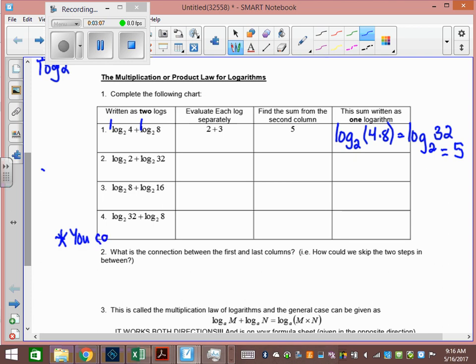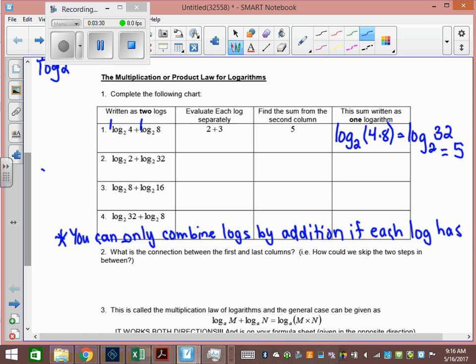You can only combine logs by addition if each log has a coefficient of +1 and the bases are the same. That'll come. You can have a -1, but it won't be addition, it would be subtraction, right? Because a -1's like a subtraction sign in front. By chance of the fact that you guys are smart, what would you do instead of multiplying? You would.